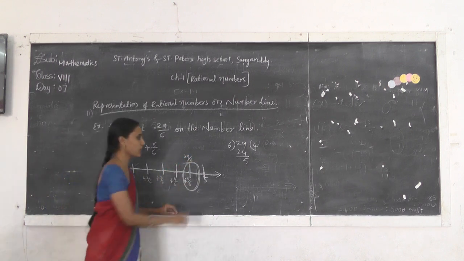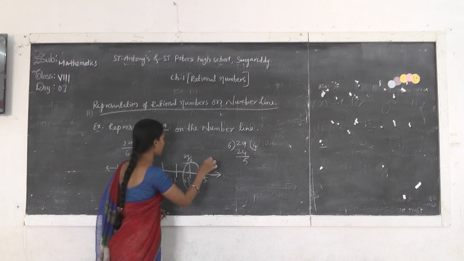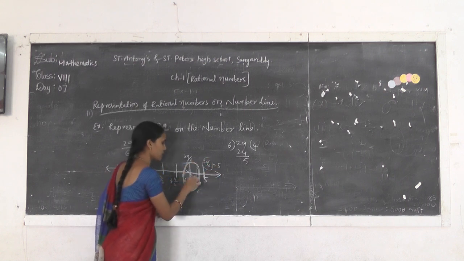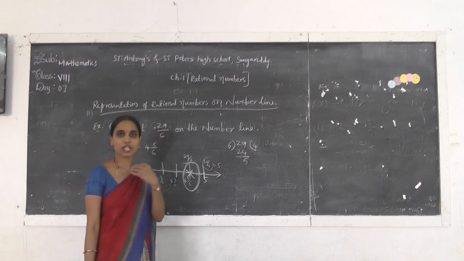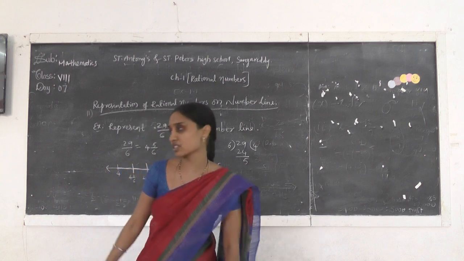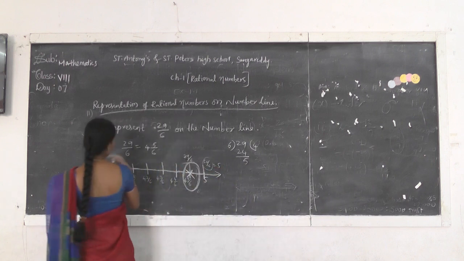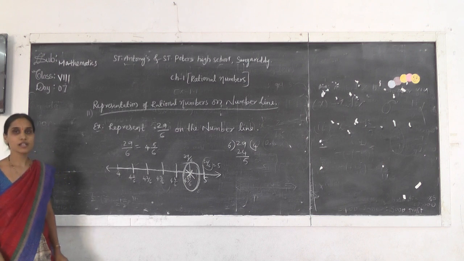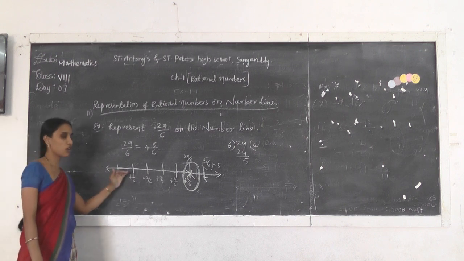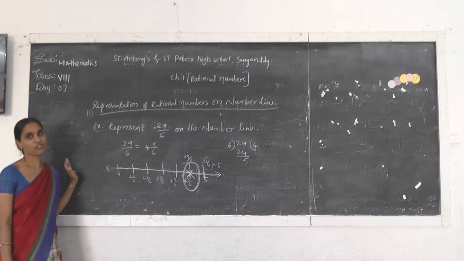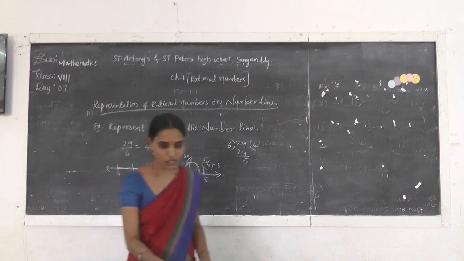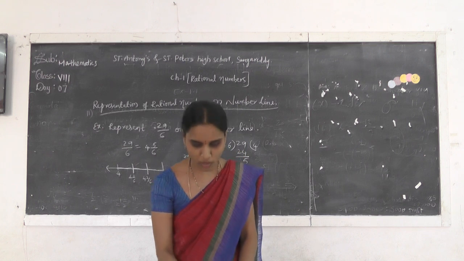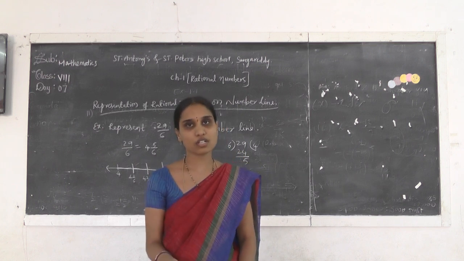Actually, this 5 will be 30 by 6, no? So 30 by 6 is nothing but 5. So this is our representation. If it is a proper fraction, we can do it directly. If it is an improper fraction, we should follow the same method. Suppose it is minus 29 by 6, how will we follow? We should move to the left side of 0. So like this you can continue. You have a few problems in the exercises. You can do them yourself. Thank you.